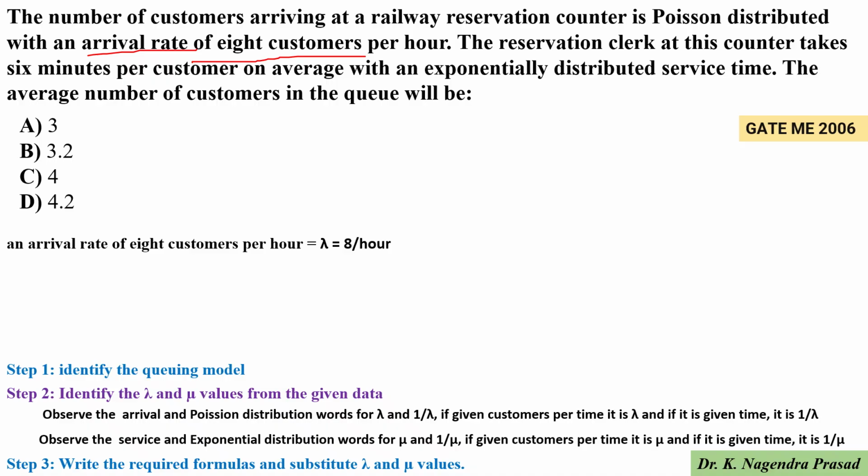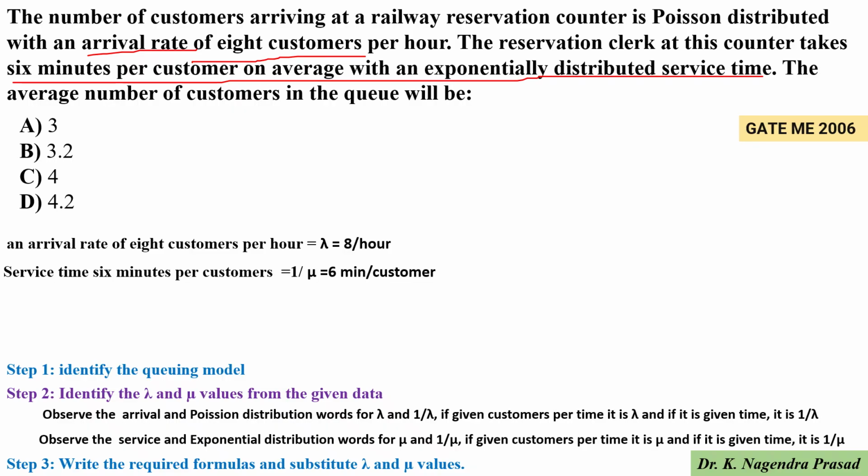The reservation clerk at this counter takes 6 minutes per customer on average with an exponentially distributed service time. So here the service time is 6 minutes per customer, which is equal to 1 by mu, which is equal to 6 minutes per customer. Then mu equals 1 customer divided by 6 minutes, so multiply by 10 in both, and 60 minutes becomes an hour. So mu equals 10 customers per hour.